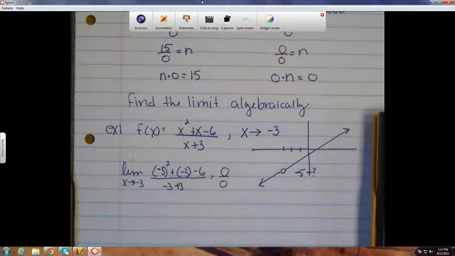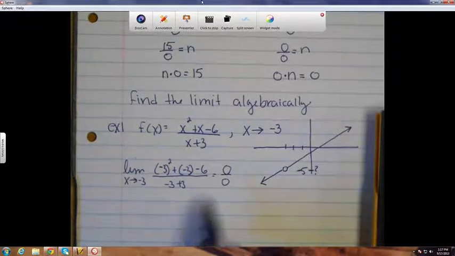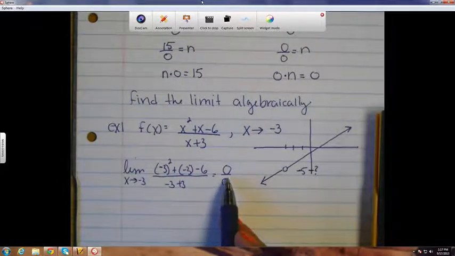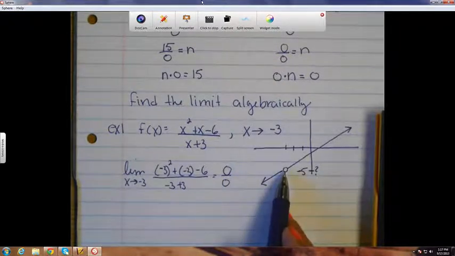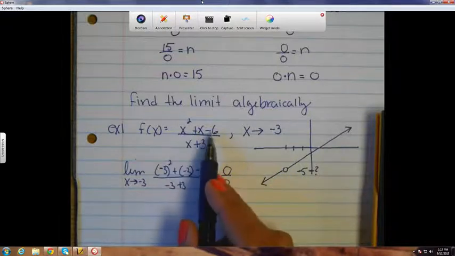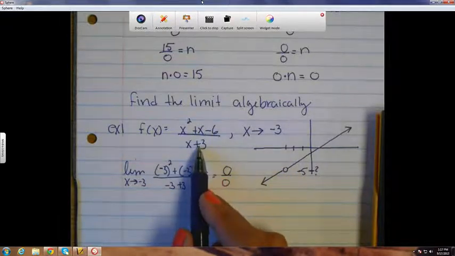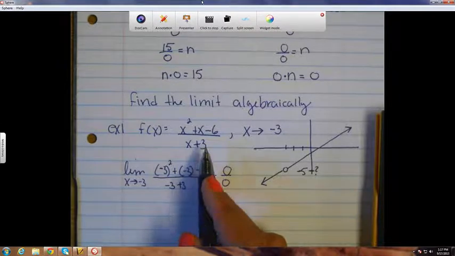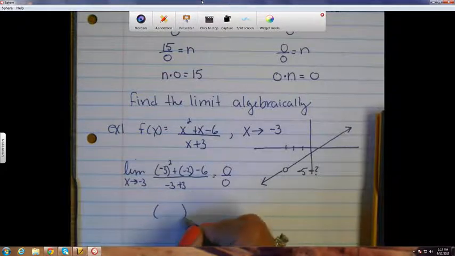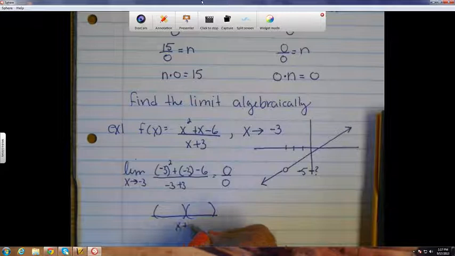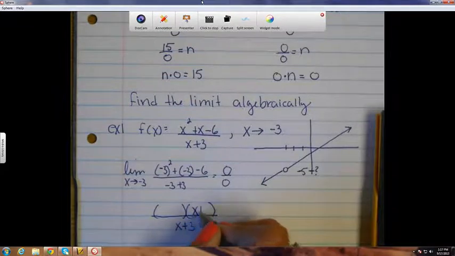So algebraically, what we have to do, because we get this 0 over 0, that's called a removable discontinuity. The hole in the graph can always be removed by factoring. So we're going to factor, and because it's just a quadratic, and we know that one of the factors has to match the bottom, we did this in chapter 1, I'm just going to go right there. So, the bottom is x plus 3. I know one of the factors has to match, because that's what's giving me my 0 over 0.